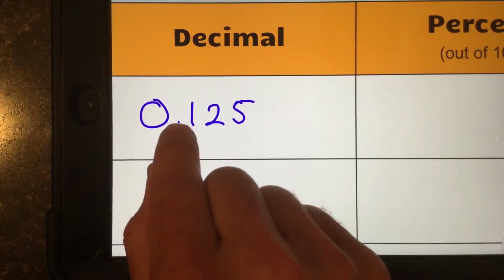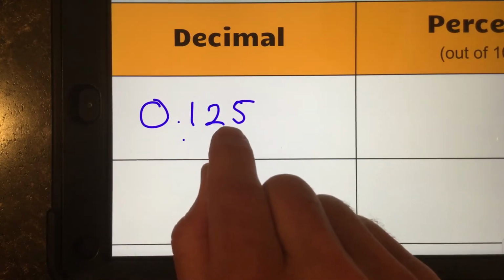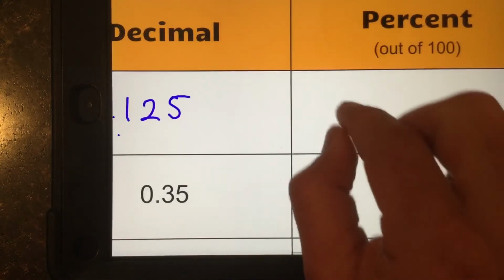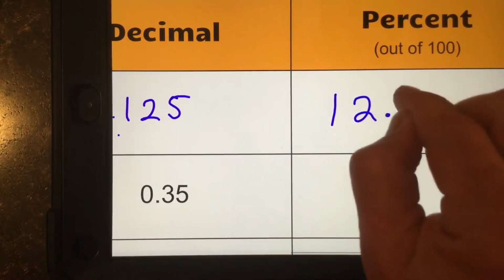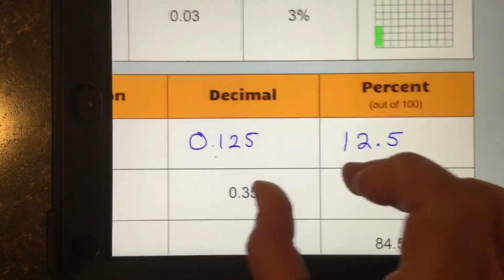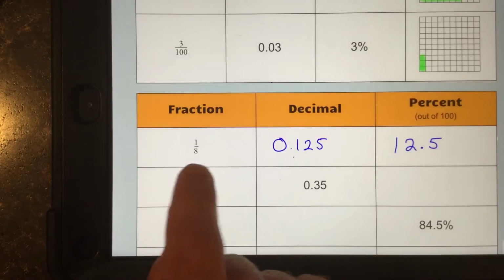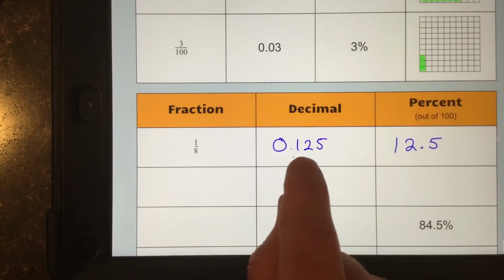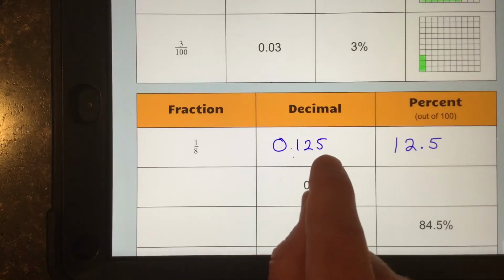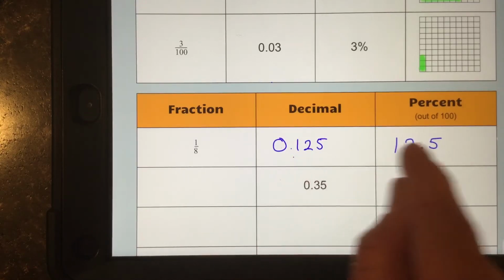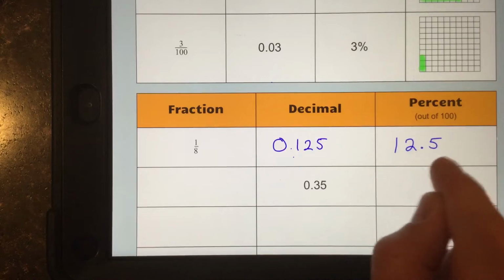So if I multiplied this by 100, that would slide the decimal 2 to the right, and that would make this 12.5%. So another way to think about this again is 0.125 or 125 thousandths is really 12.5 hundredths, so 12.5%.